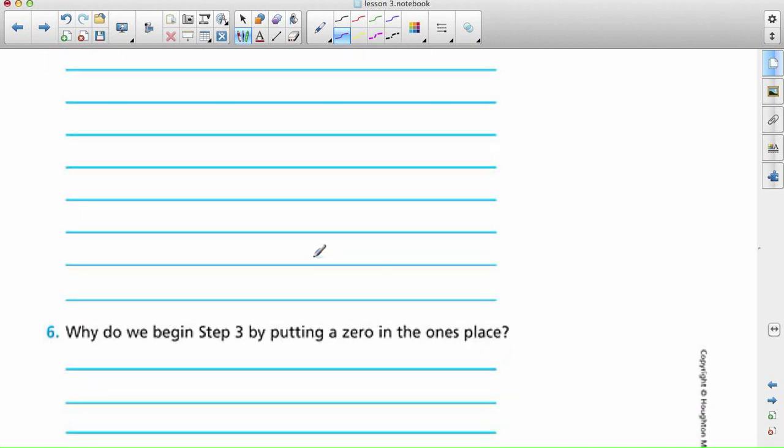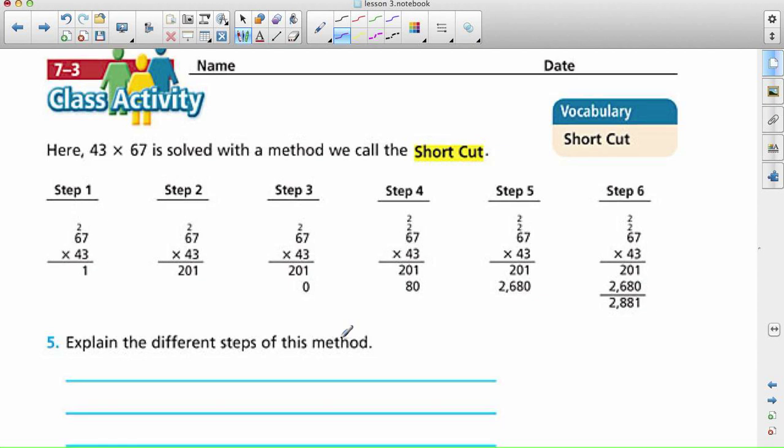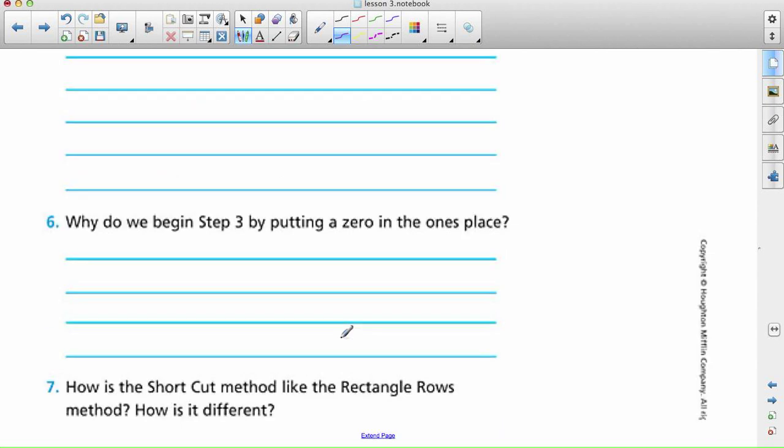When we're in step 3, why is it that we put that 0 there? Well, let's take a look at step 3. Why do we put the 0 there? Because we're moving on and we're multiplying in the tens place value. When you multiply in the tens place value, you've got to drop that 0 down. I think you guys pretty well understand that from what we've talked about and seen in class.